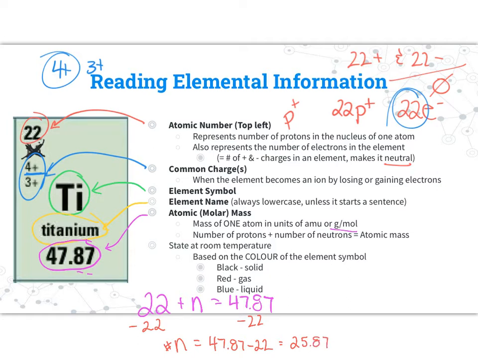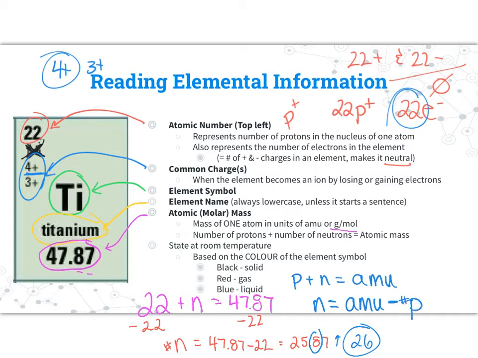That gives us 25.87 neutrons. Now neutrons do not come in decimals, so we will always round up or down. Because this value here is 5 or greater, we're going to round up. So we would say that titanium has 26 neutrons. So again, the number of protons plus the number of neutrons is equal to the atomic molar mass. If I rearrange this, the number of neutrons is equal to the atomic mass minus the atomic number, or the number of protons. This is something you need to know.